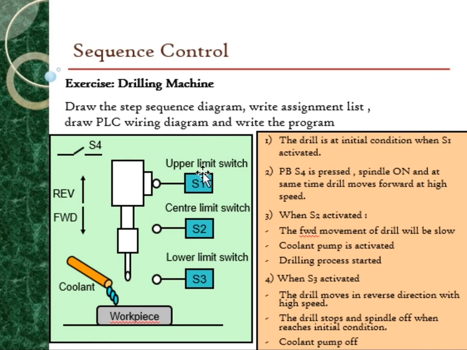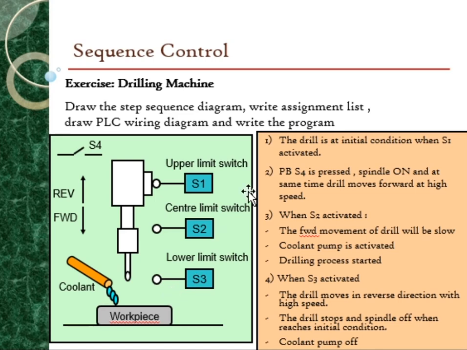Normally the condition is basically coming from the button and sensor. So in this diagram, S4 is a button, an input button. Okay, S1, S2 and S3 are the sensors. And then you have a reverse and forward direction, so meaning that these are the outputs. And then you have a coolant here, so coolant is normally the output, okay, because it is coming from the actuator.